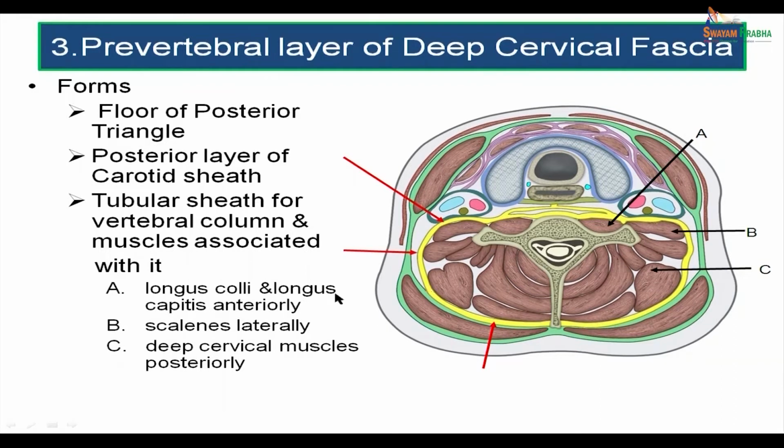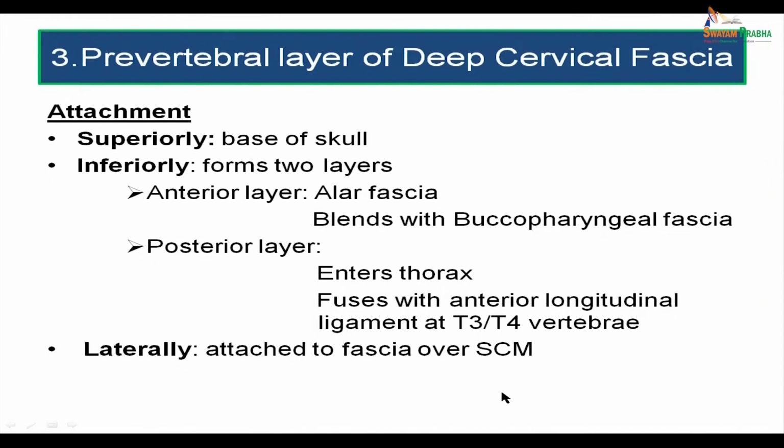So, which are these muscles? We have the longus colli and the longus capitis. Then we have the scalene muscles laterally, and posteriorly we have the deep cervical muscles. It is attached superiorly to the base of skull, and as it travels inferiorly, it forms two layers, an anterior layer and a posterior layer.